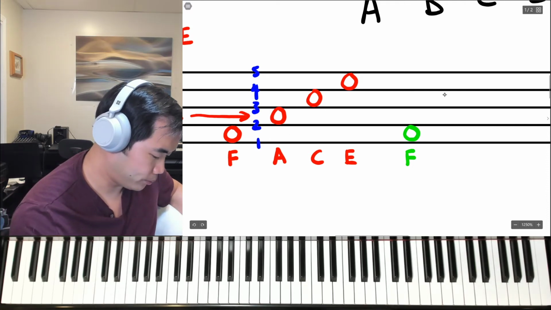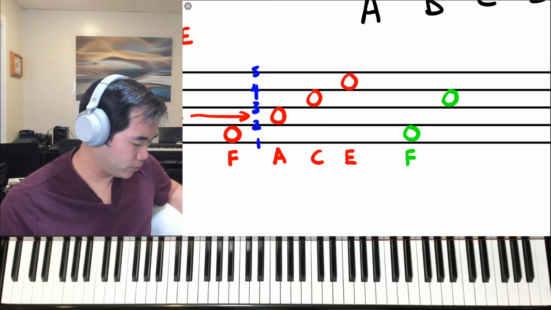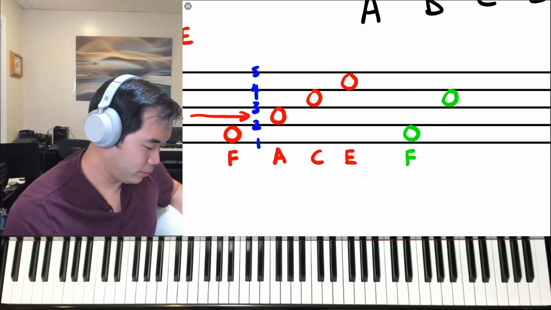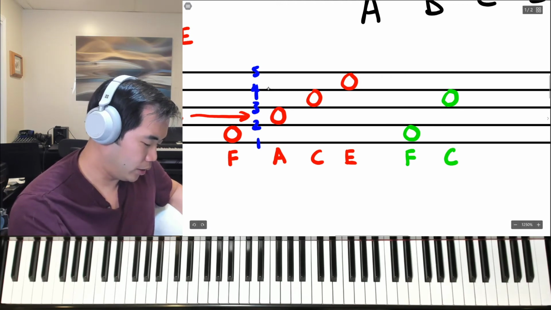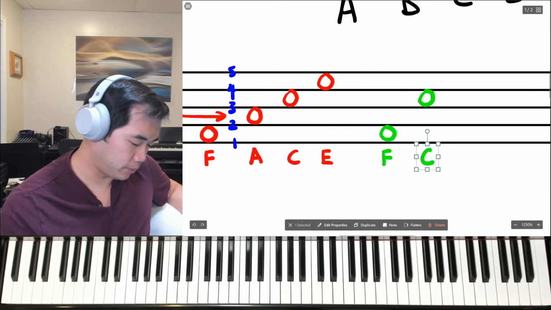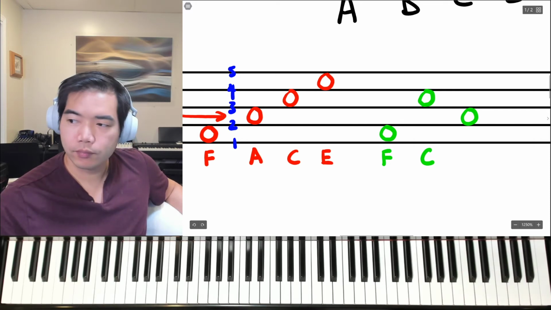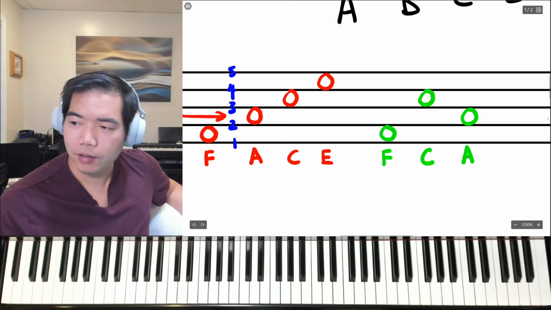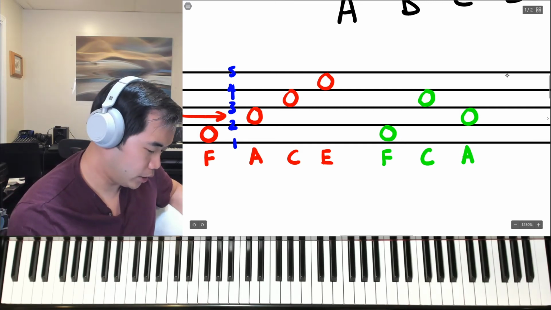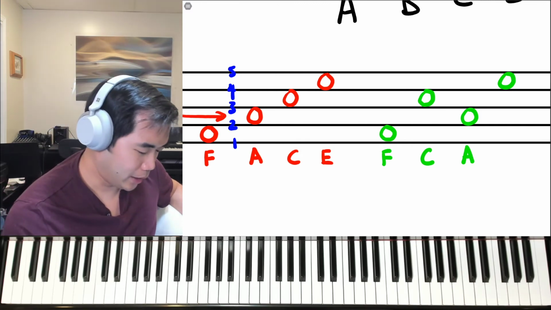Let's try this one. What do you think that is? If you think it's a C, you're absolutely right because it's in between the third and fourth lines. It's in the third space. What about this note? If you said A, give yourself a pat on the back. Very good. And let's do one more. Yes, it's in the top space, so therefore it is the letter E.